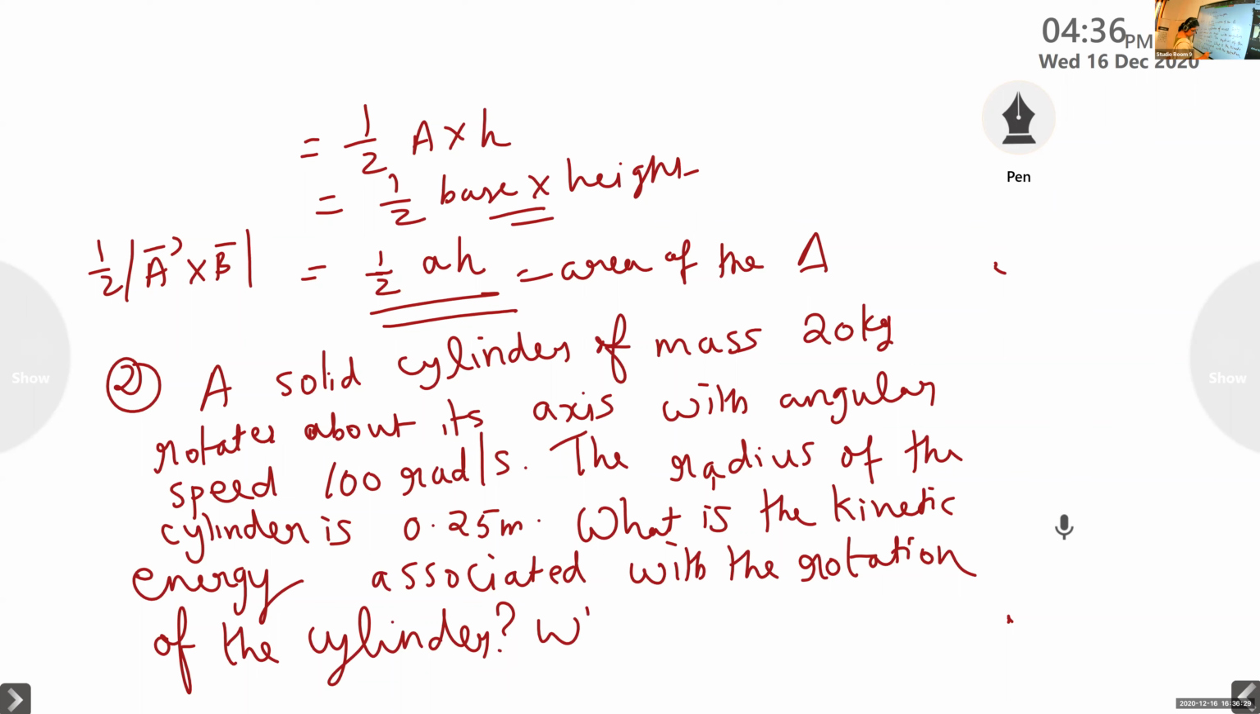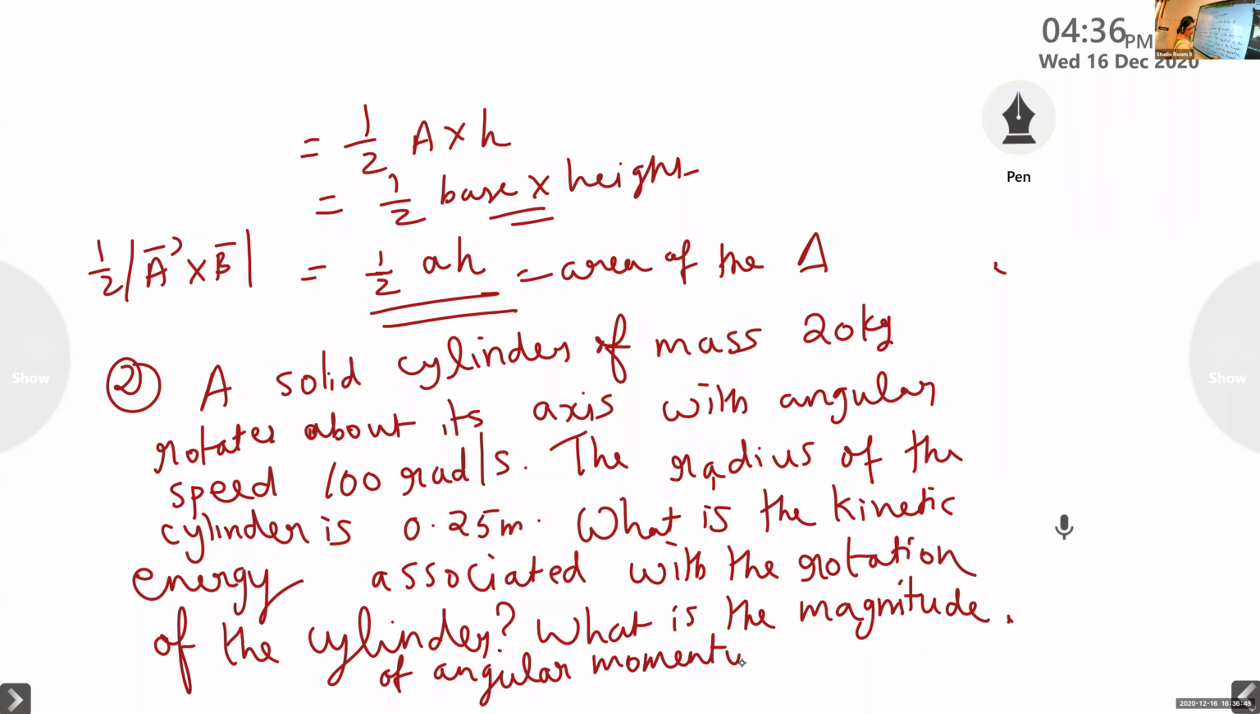Then what is the magnitude of angular momentum of the cylinder? So there are two questions in that. So that means you have to first learn what is moment of inertia. Okay.